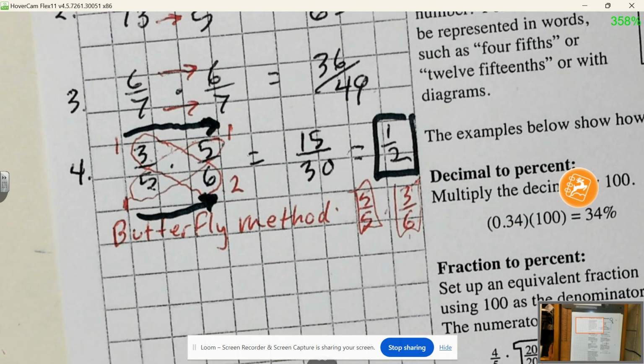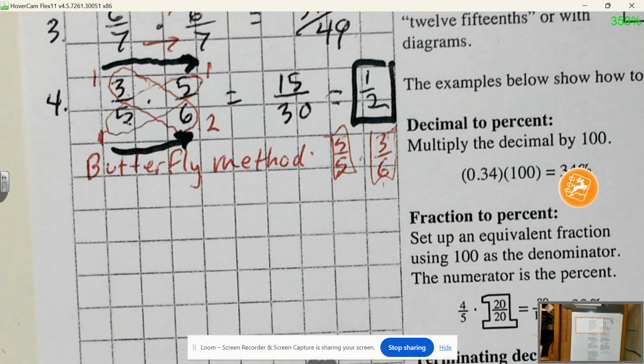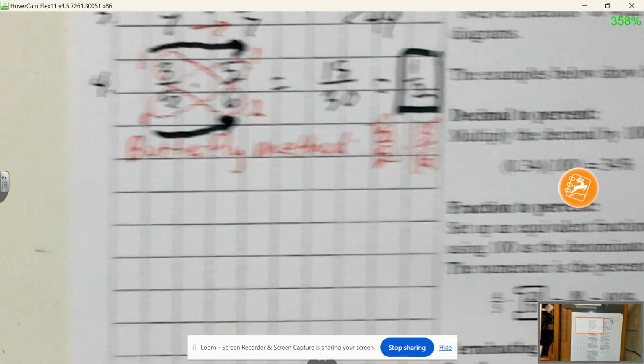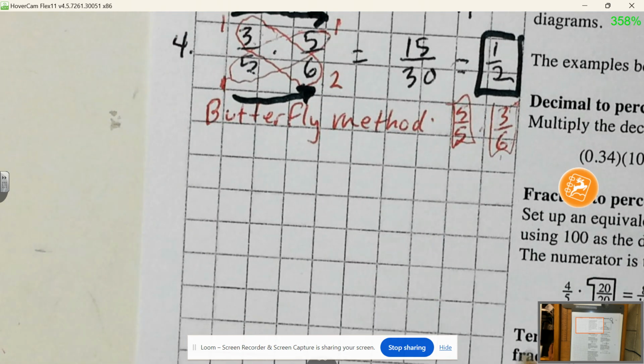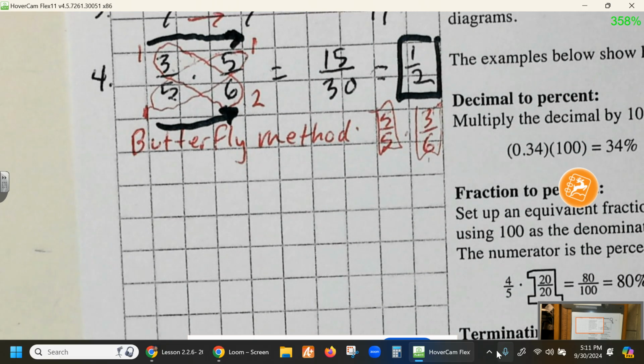Okay, so that is the butterfly method, or I call it just cross-reducing or cross-simplifying. Some people call it cross-canceling. Either way, let's move on to the next problem.